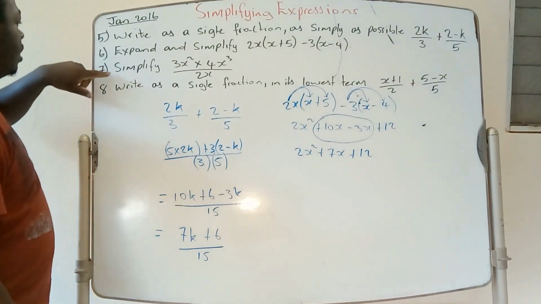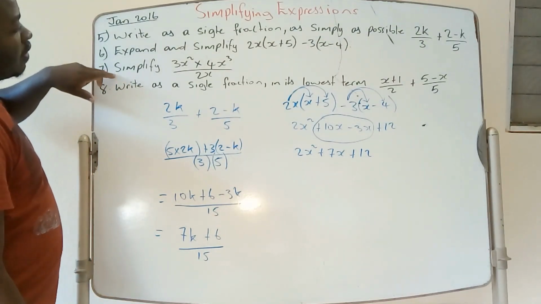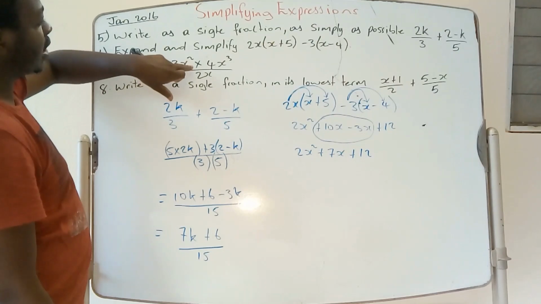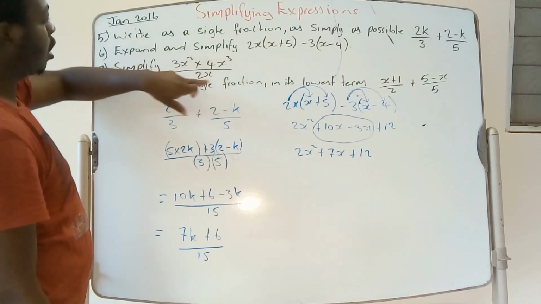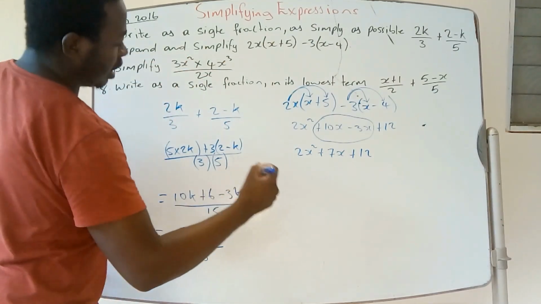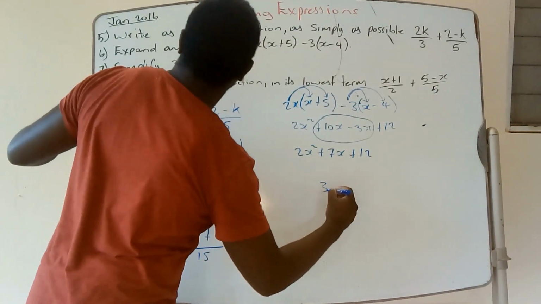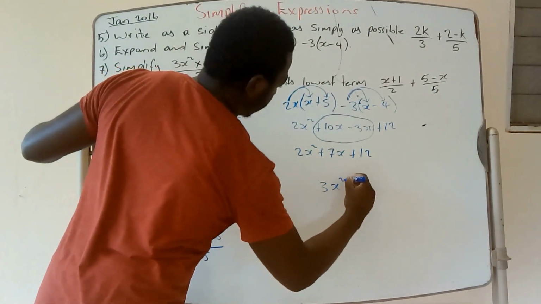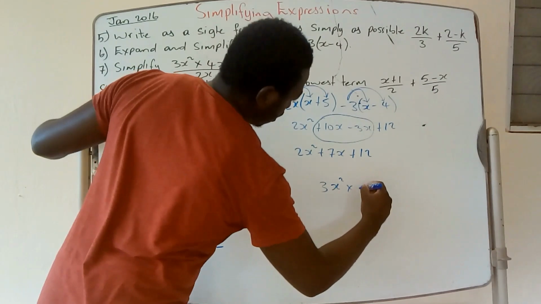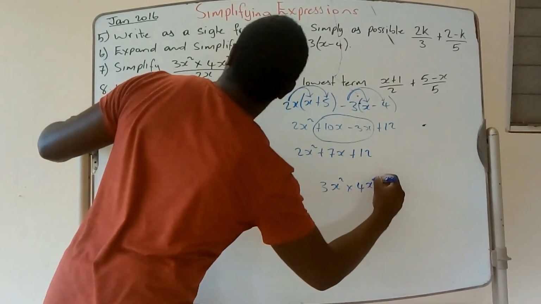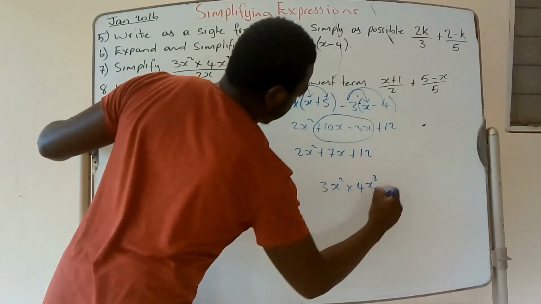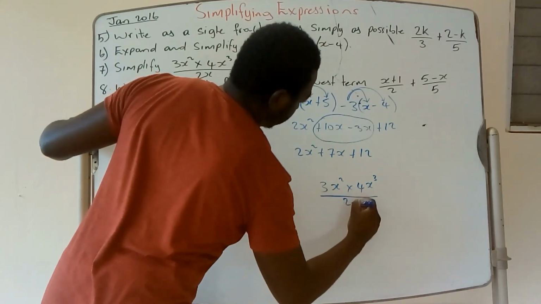Now, this one, number 7: simplify 3x squared times 4x cubed, all divided by 2x. So we have 3x squared times 4x cubed, all divided by 2x.